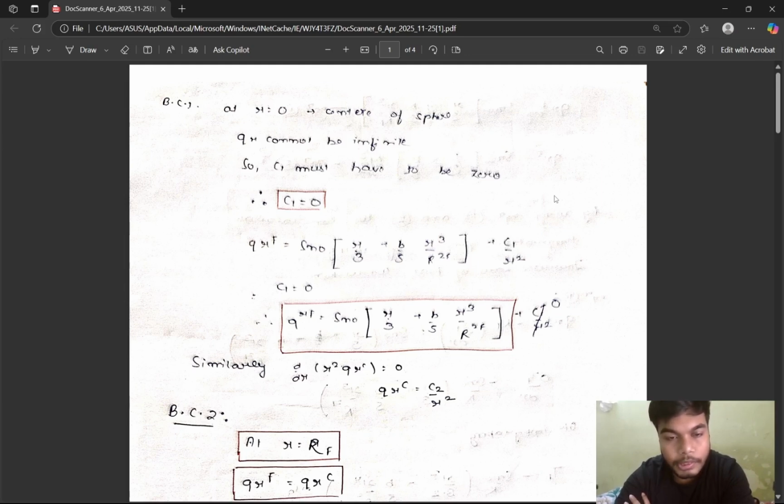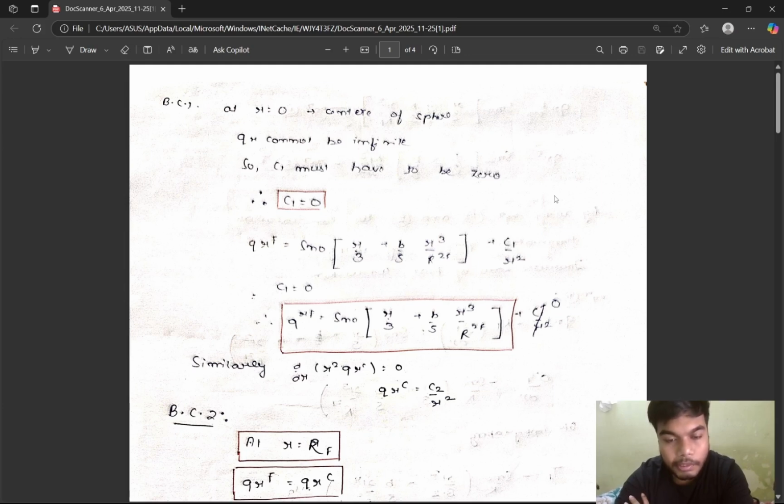We can see here in the equation QRF is equal to Sn naught into (r by 3 plus b by 5 r cube upon r2y) plus C1 by r square. If we substitute r equals 0, QRF will not be defined. So therefore C1 is equal to 0. Therefore, QRF is equal to Sn naught into (r by 3 plus b by 5 into r cube upon r2y).